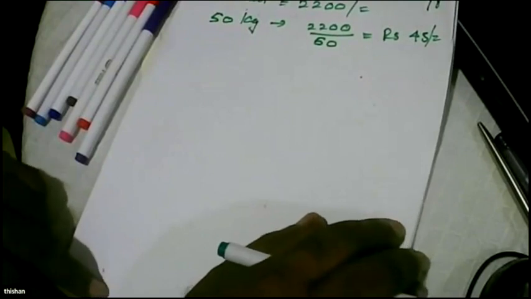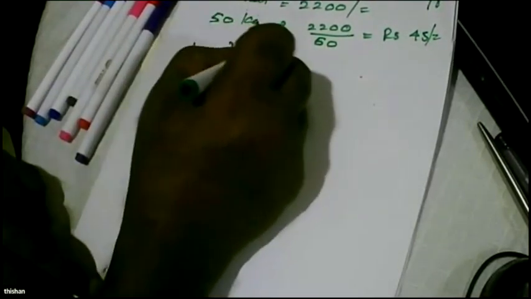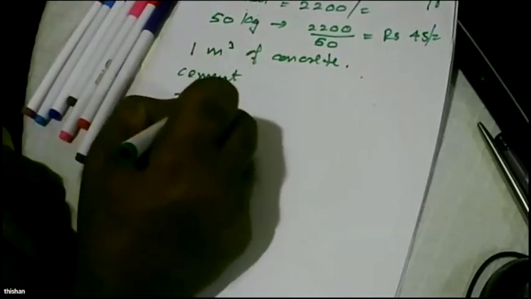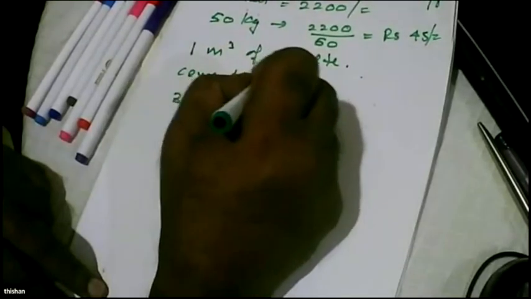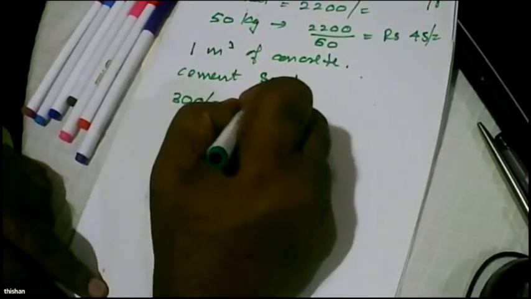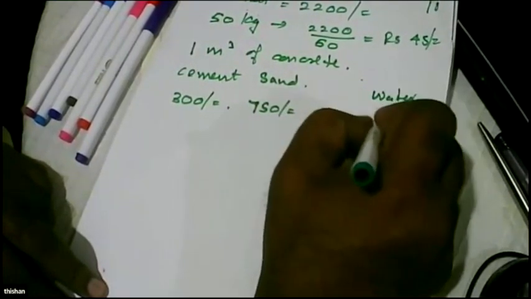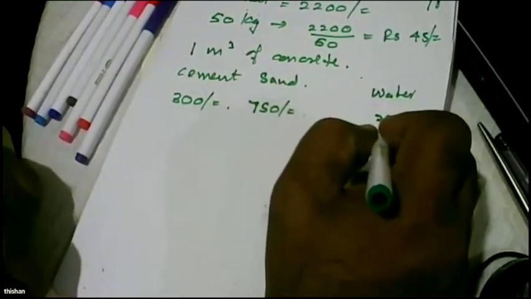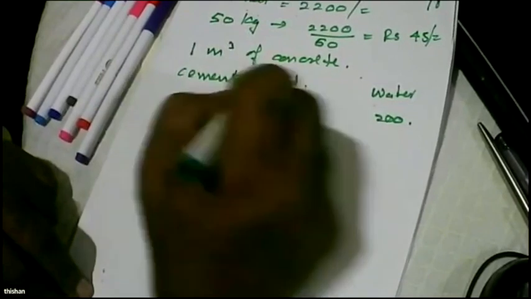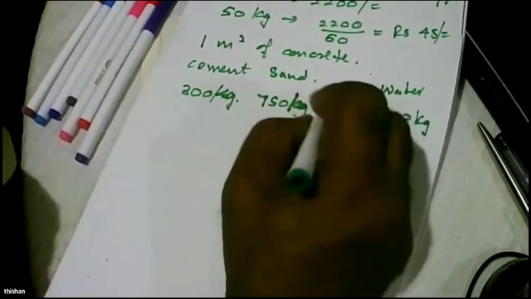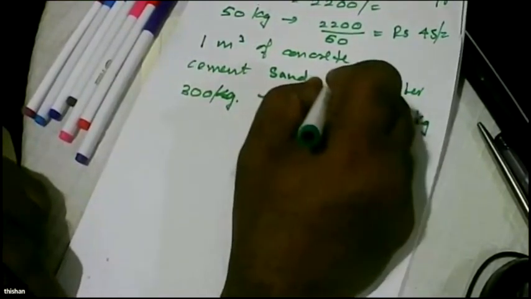Okay, then let's take concrete, 1 meter cube of concrete. We have cement, around 300 kilograms. We have sand, around 750 kilograms. We have water, around 200 kilograms. So 500, 1,250. So this will be 1,250 kilograms of aggregates.